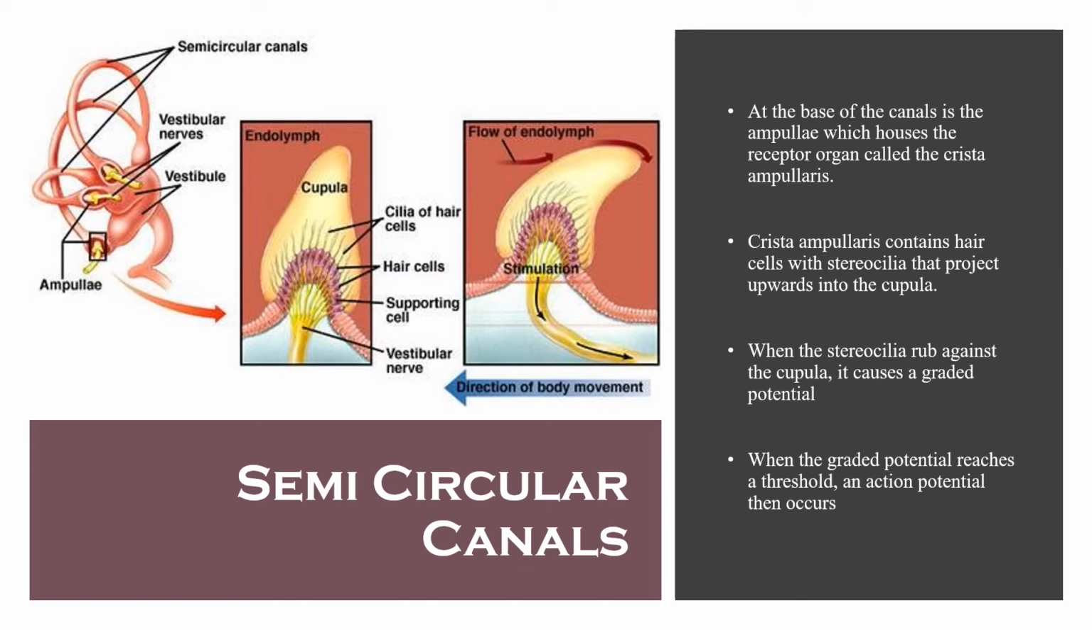So these semicircular canals house what are called hair cells. They're basically just at the base of the canal. At the base of the canal is this organ called the crista ampullaris, and it's the crista ampullaris that contains these hair cells. And on the tips of these hair cells are stereocilia. They're projecting upward into what's called the cupula. And when these stereocilia get rubbed against by the cupula, it causes a graded potential. And when that graded potential reaches a threshold, an action potential then occurs. Okay, that's how the signal gets transmitted.